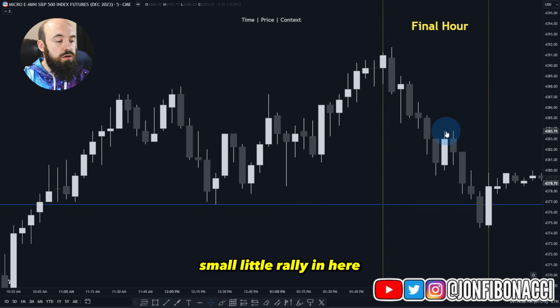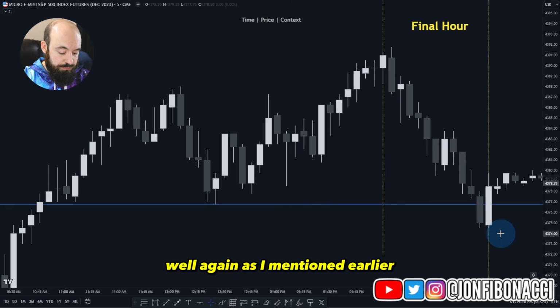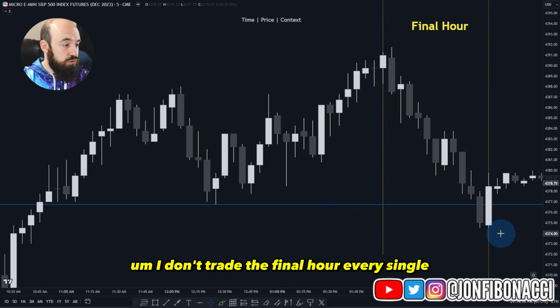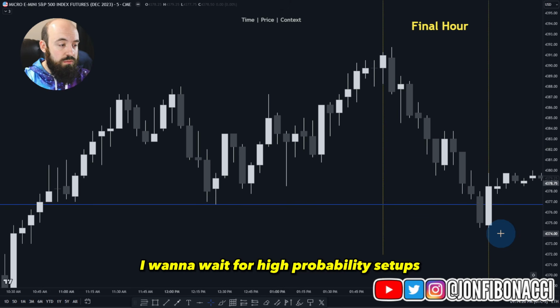Small little rally in here, just a retracement, only to go ultimately lower below all of these lows. Now, how can you anticipate that this is going to happen? Well, again, as I mentioned earlier, I'm not always looking for a reversal in the final hour. I don't trade the final hour every single day as well. I want to wait for high probability setups.